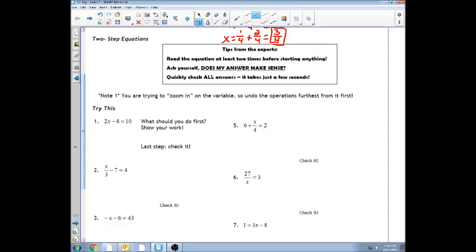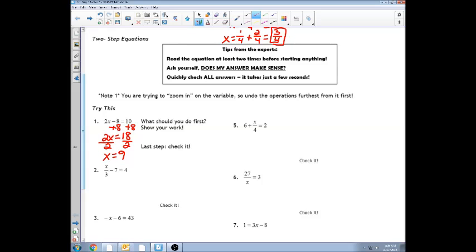In problem number 1, the operation that is furthest from my variable will be this -8 right here. Since it is furthest from my variable, I need to add 8, do the opposite operation. That would give me 2x equals 18. Since now I have just 2 times x on the left, I need to divide by 2 in order to get x by itself, so x would equal 9.